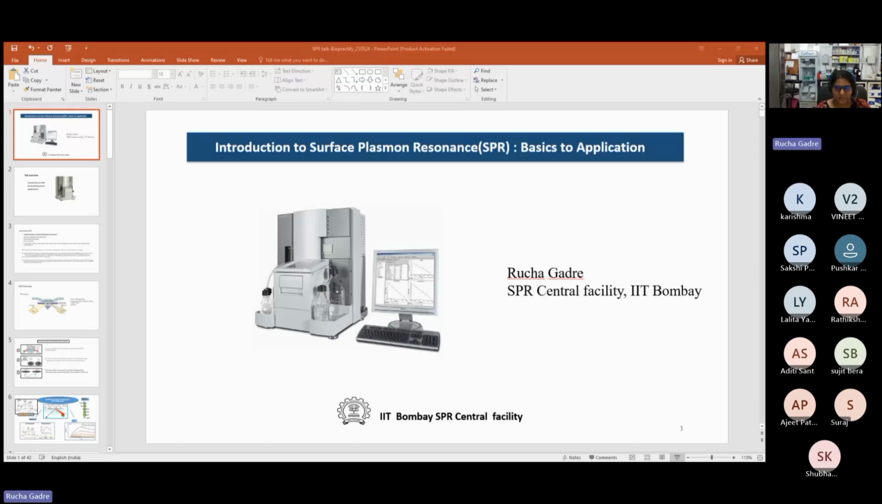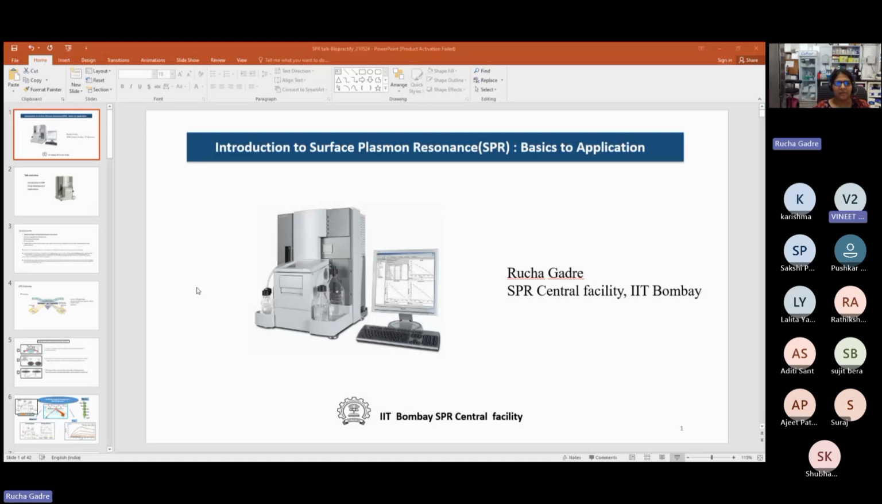So what is the principle of it? SPR has a sensor chip which has a gold layer. We use interacting partners. One of the interacting partners is immobilized and the other is flown. The partner which we immobilize is called the ligand, and the one which we flow is called the analyte in SPR. There is a light source and a detector.